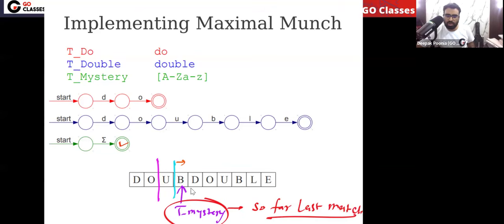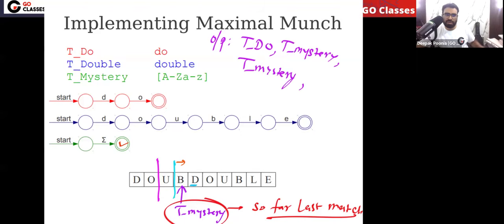But you will not stop here. You will go long, so you will read the next character, D. Now all these NFAs are stuck. Because all these NFAs are stuck, you backtrack, find the last match, and generate the token. So you can see the output: first you have the do token, then the mystery token, then again a mystery token. For the last match, you generate the token. Very simple. Then you will restart here.